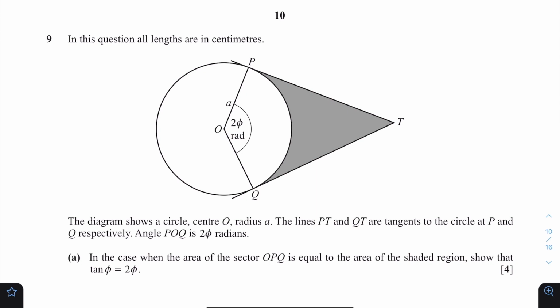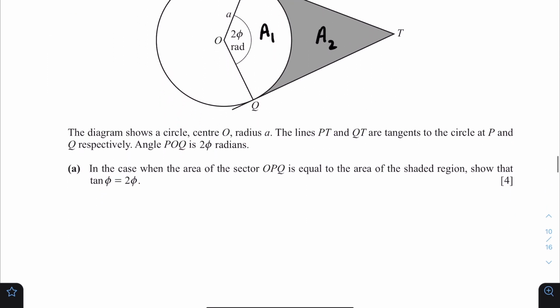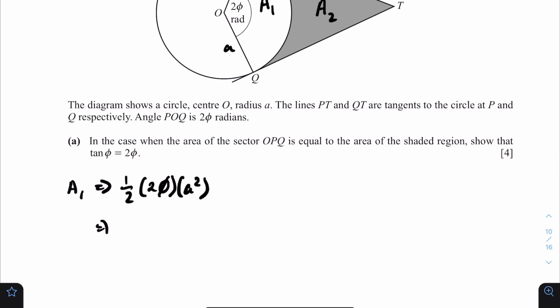So it's saying that the sector OPQ, I'll call that A1, is equal to A2, which is the shaded region. Show that tan of phi is equal to 2 phi. All right, so I'm going to find the area of A1 first, given that that one's really easy to find. So A1, we know that the radius is A, and the angle is 2 phi. And given that the area of a sector is half theta r squared, when theta is in radians, we have half times theta, which is 2 phi, times r squared, which is A in this case, which gives us phi a squared as our answer.